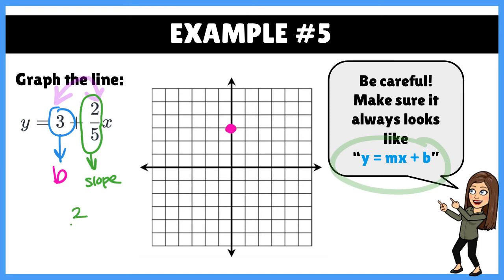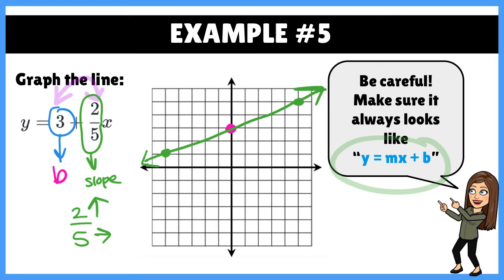Slope this time is 2 over 5, and it is positive. So I'm going to go up this time. I'm going to go up and over, up 2 over 5 to the right. Up 2 over 5. That's going to put me over here. Or I could go down 2 and to the left 5. And we can go ahead and connect the dots there.